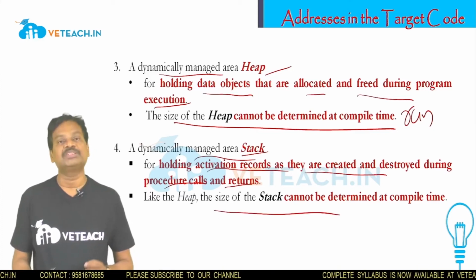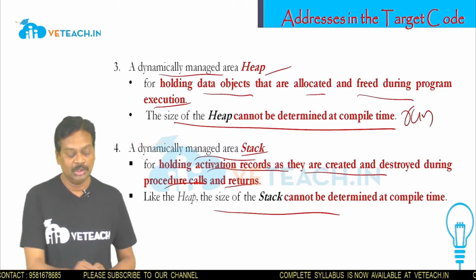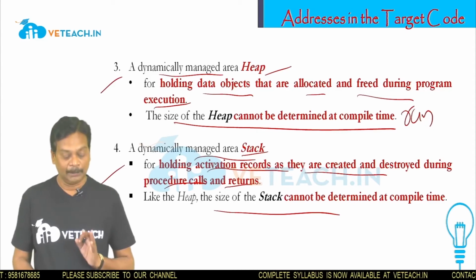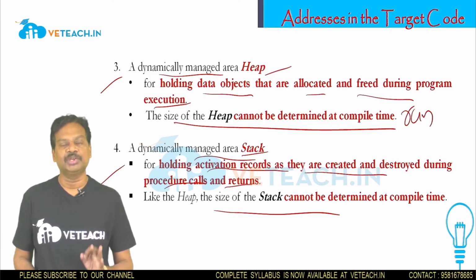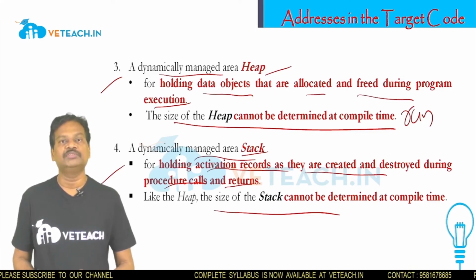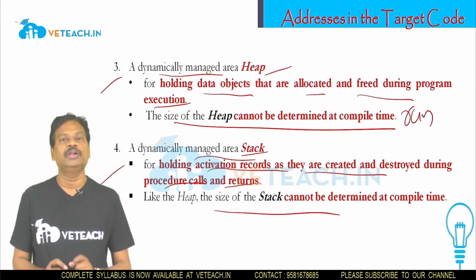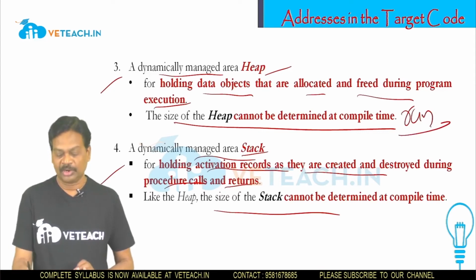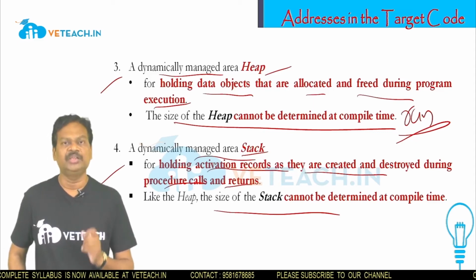Like the heap, the size of the stack is also not determined at compile time. That's why we call these two the dynamically managed areas. The heap and stack are dynamically managed because we cannot say what the size of the objects that are created will be. They are not known at compile time; they can be known at runtime only.